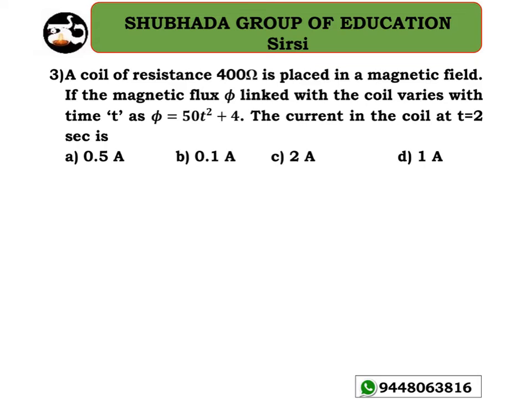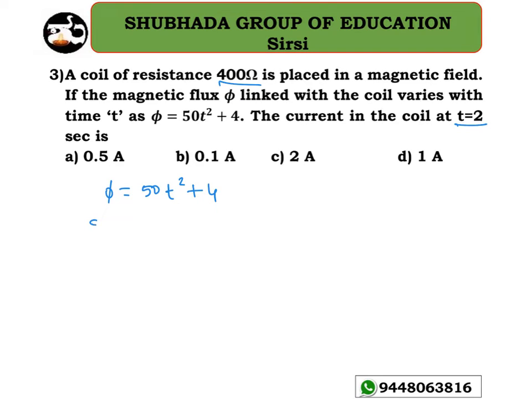The next question is, a coil of resistance 400 ohm is placed in the magnetic field. If the magnetic flux phi linked with the coil varies with time t as phi equal to 50 t square plus 4, the current in the coil at t equal to 2 seconds is?